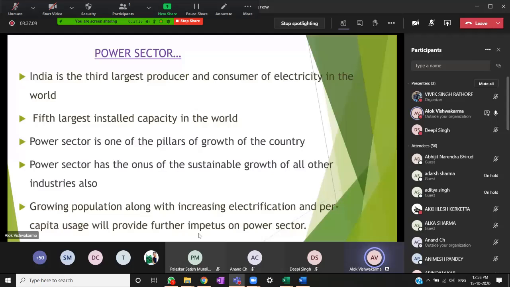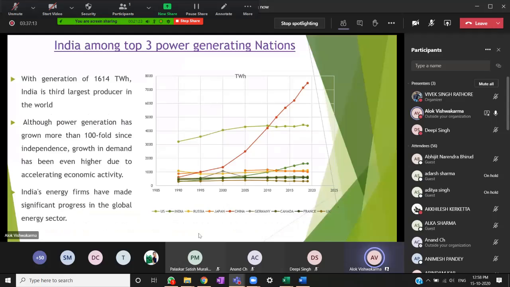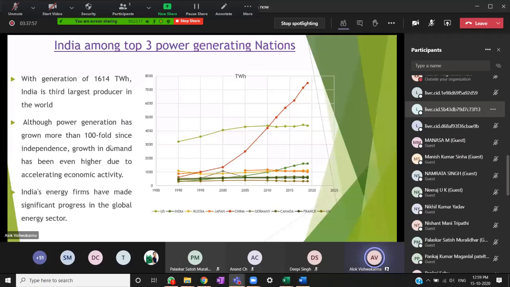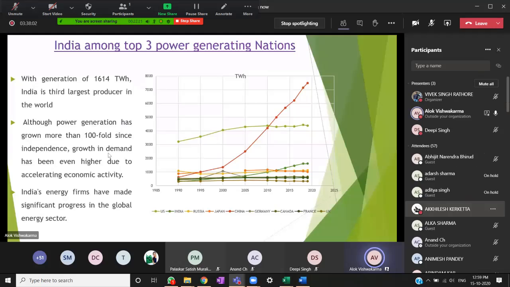This is a chart showing the generation in a particular year. We have taken data from 1990 till 2019, and if you see, India is third. India produced 1614 terawatt hour of energy in 2019. China is first, then the US, then India is third. Although power generation has grown more than 100 times since independence, growth in demand has also rapidly increased due to various economic activity. And now, globally, India's major energy firms have made significant progress. Many of the companies are worldwide known.